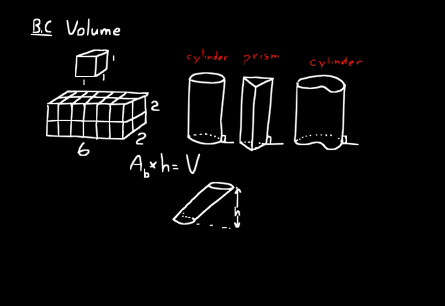Now, something you did learn in Algebra 1 was the volume of a cone and the volume of a pyramid. I'll just say V sub C or V sub P for pyramid. The volume of a cone or a pyramid equals 1/3 the area of the base times the height.